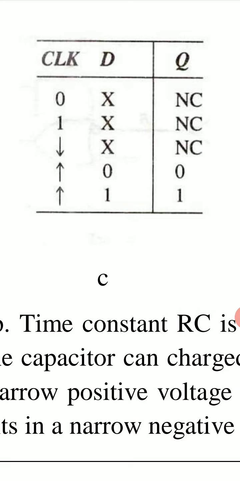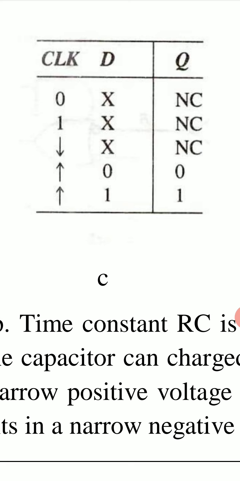When clock is 0, whatever D may be, output Q will be no change. When clock is 1, that is high, whatever D may be, output Q is no change. And if we have negative edge of this clock, then also whatever D may be, output Q will be no change. So output Q will respond according to input data D only when we have positive edge of this clock.